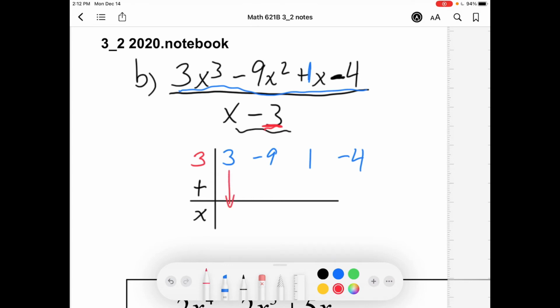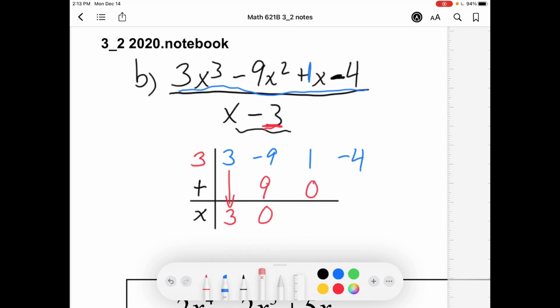Here comes the actual technique. Take this 3, pull it down. Now we go 3 times 3 and put the number just up here. So 3 times 3 gives us 9. And now I'm going to add this whole column up. -9 plus 9 is 0. All right, so you might think that would cause a problem, but it doesn't. We just repeat the process. 3 times 0 is 0, and put the number up here.